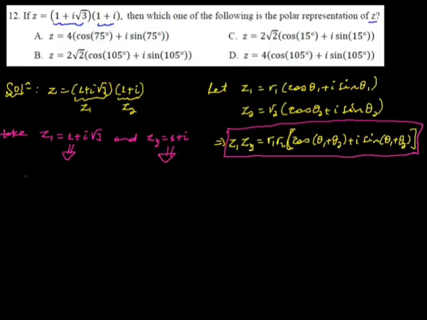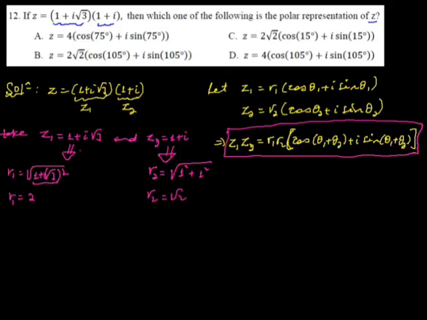For Z1, R1 becomes the square root of 1 plus radical 3 squared. 1 squared is 1. And for Z2, R2 becomes the square root of 1 squared plus 1 squared. So R1 becomes 2, because this thing is 4. And R2 is radical 2.